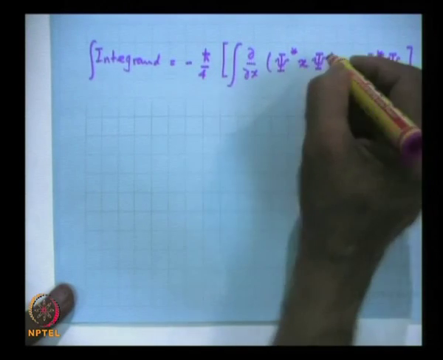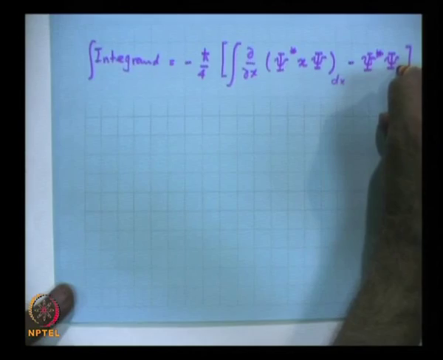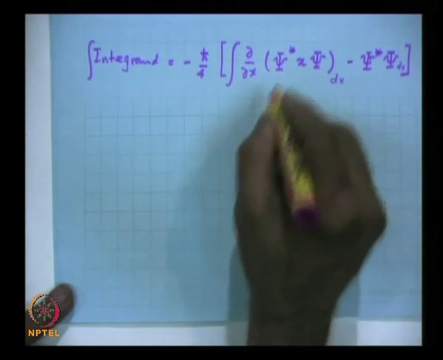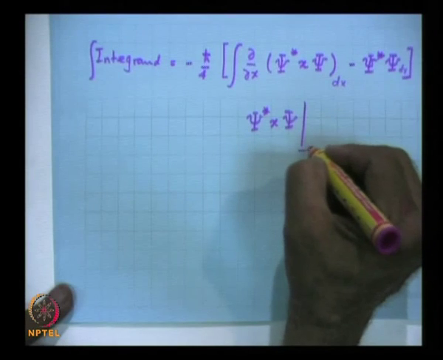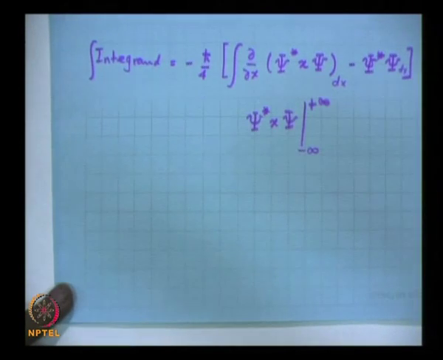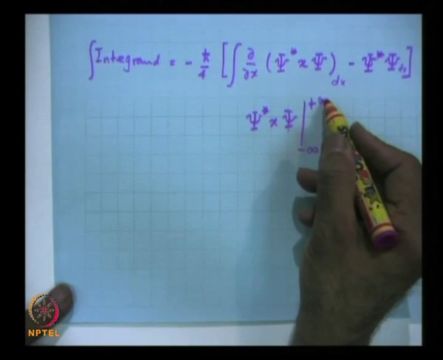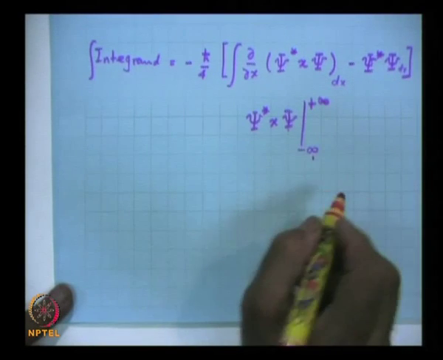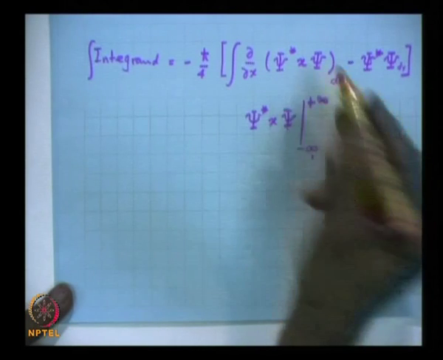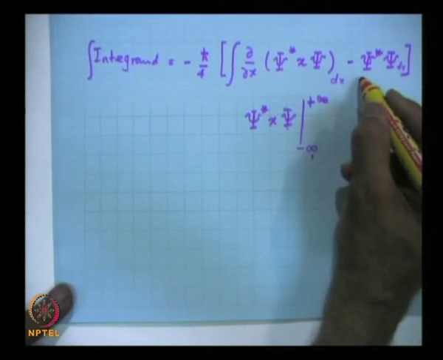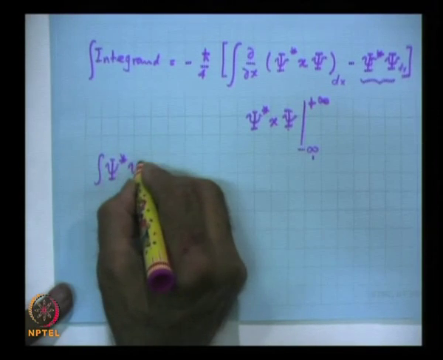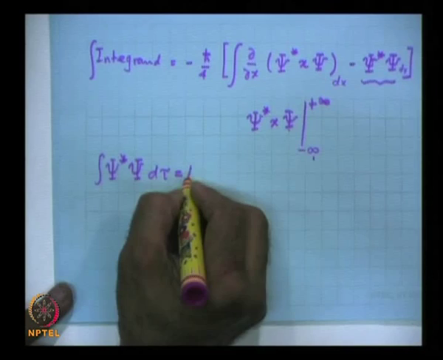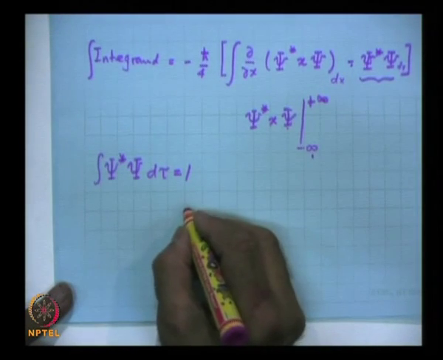If I had to integrate this with respect to dx and then dy dz, then the integration over x will be psi star x psi from minus infinity to plus infinity. So, the wave function is going to vanish at both plus infinity and minus infinity. So, therefore, this term will be 0, and if the wave function is normalized, so psi star psi d tau is 1. There is a minus sign sitting outside, so you will get h cross by 4.